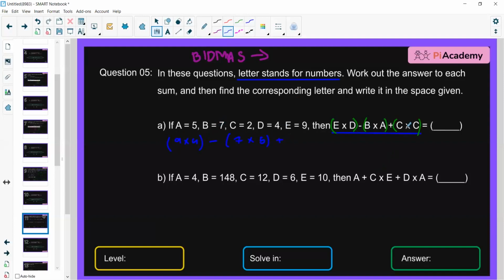Added to C times C. What is C times C? 2 times 2. So how much is this? 9 4s are 36. 7 5s are 35. Okay, 2 times 2 is 4.